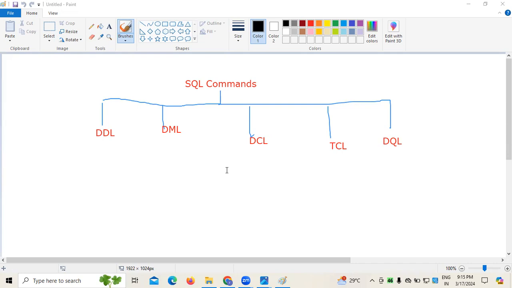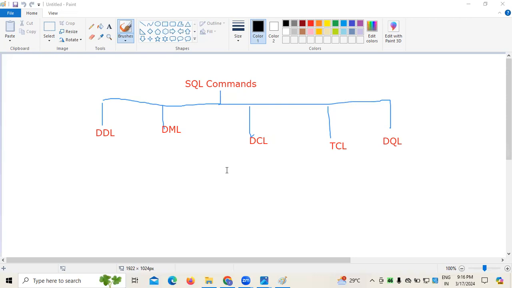The first one is called insert. This is the one which is used to insert the data into the row of a table. For that, generally the insert command is used.